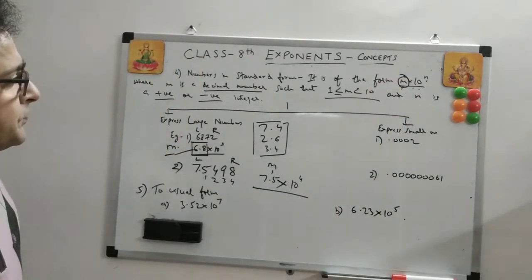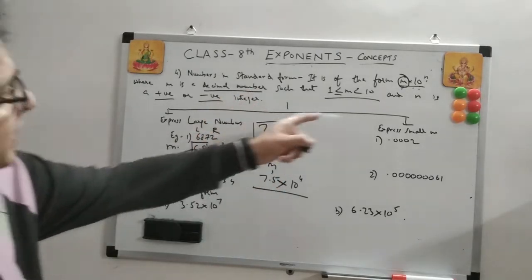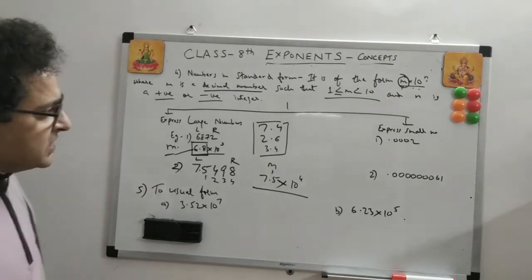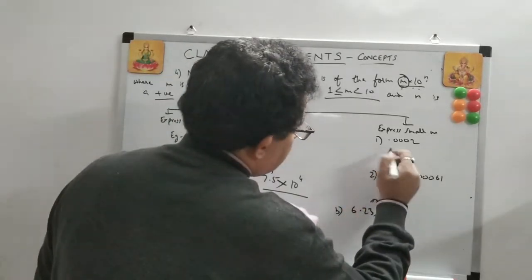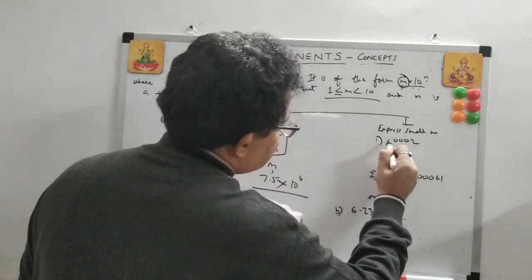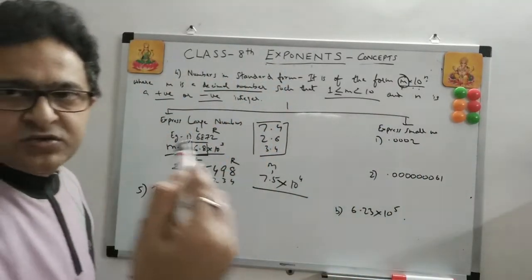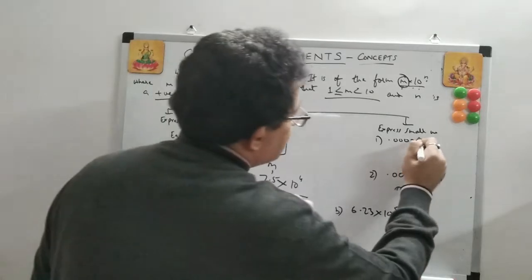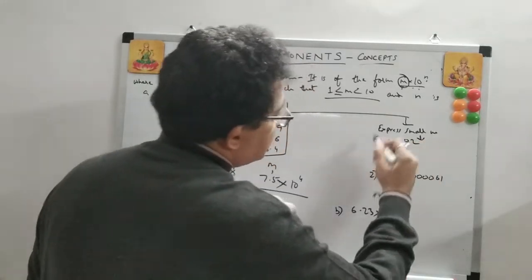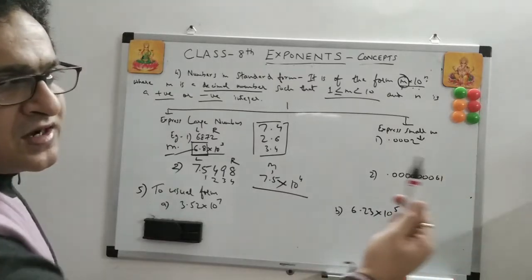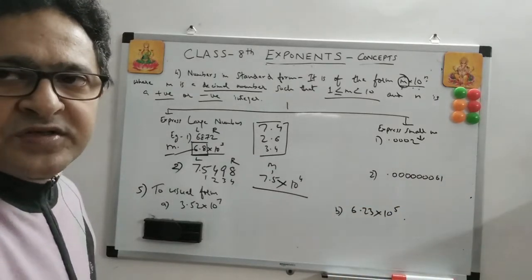So, this n can be a positive or a negative integer. That still will be a standard form. So what we do, we have to put this decimal place to the right. So we have to bring it over here. How many places will we shift? When we shift to the right, it is positive, right?